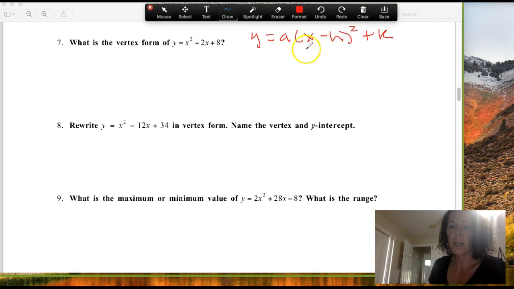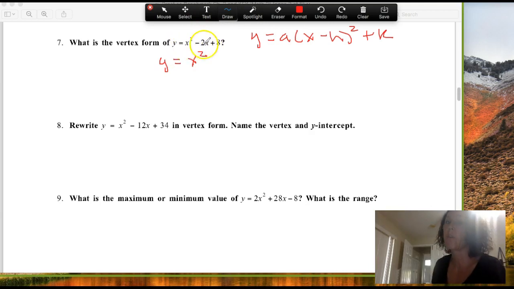In order to get it in this form, I need to have a perfect square here. It doesn't look to me like I have a perfect square. To figure it out, I take my middle term, I divide it by 2, and I square it. If I take -2 and divide it by 2, I'm going to get -1. Then -1 squared is 1. So what would make this part a perfect square is if I added 1. But I have 8. So what I'm going to do is complete the square and make this be a perfect square. I don't have an a value here that I have to factor out first.